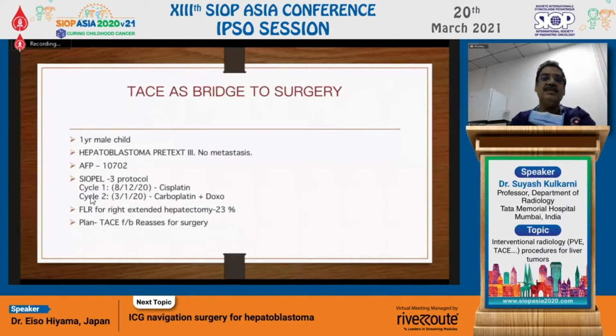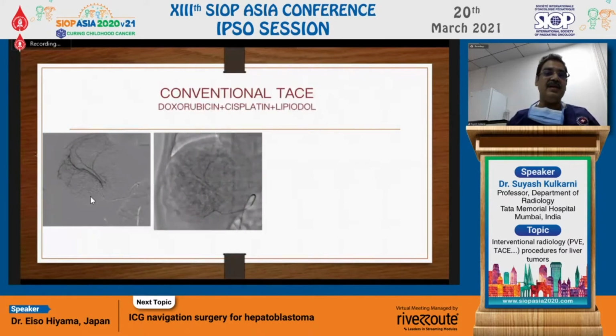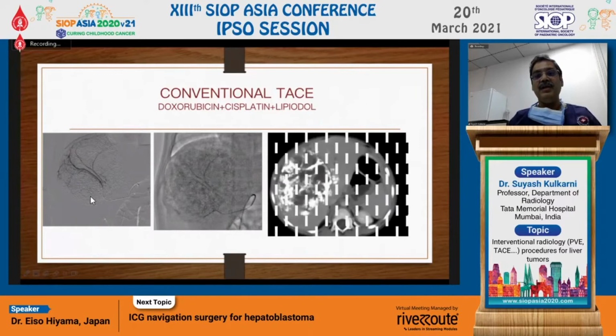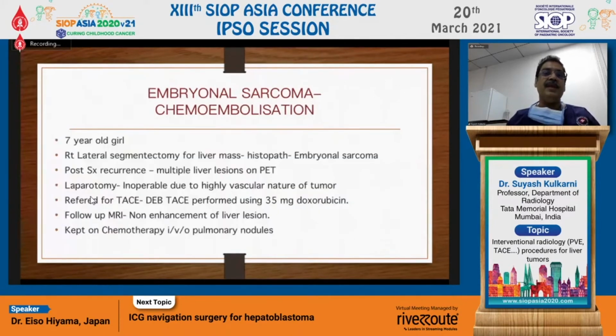Coming to chemoembolization as a bridge to surgery, this was a 1-year-old male child with hepatoblastoma, who had received chemotherapy, and the FLR was adequate. In this patient, we did the chemoembolization by cannulating the vascularity of the tumor, and this is the chemotherapeutic agent along with lipiodol. This is how we get the distribution of the chemotherapeutic agent mixed with lipiodol so as to downstage the tumor further for definitive surgery.